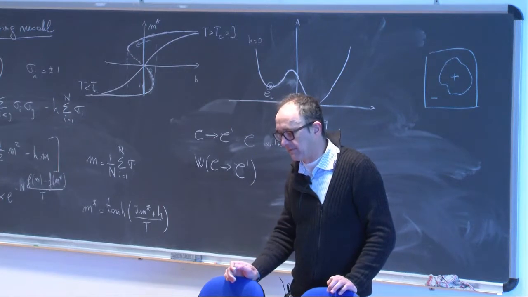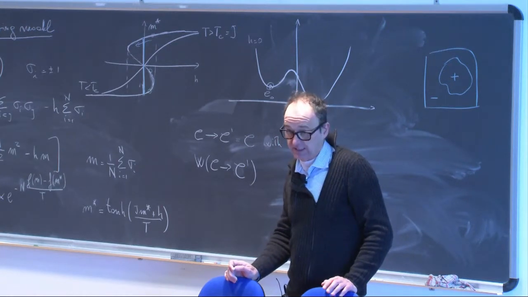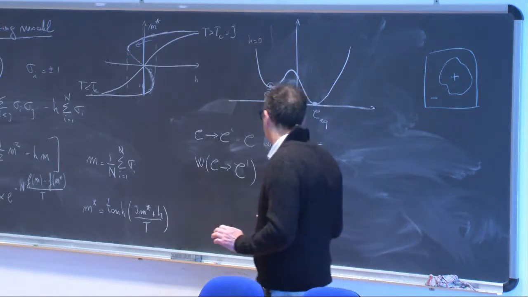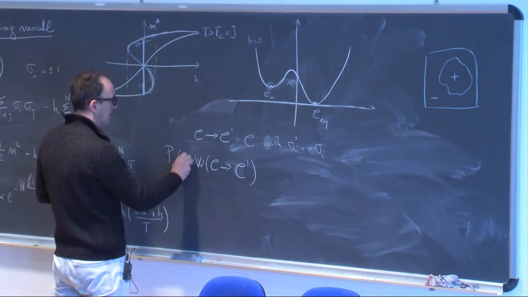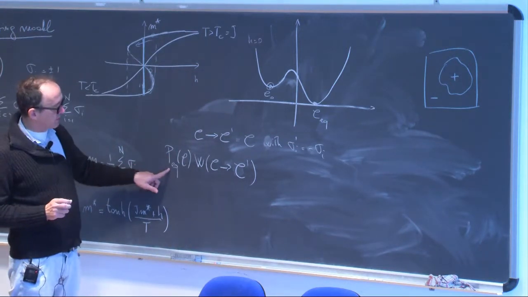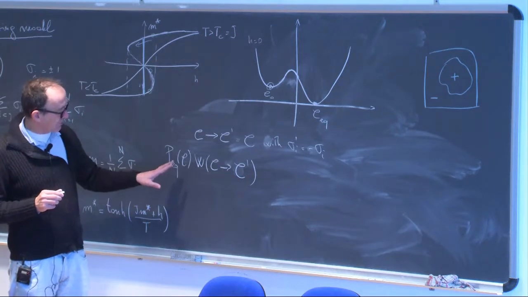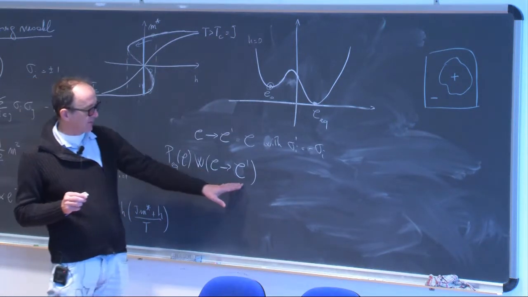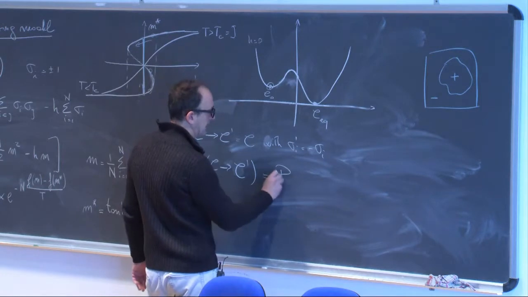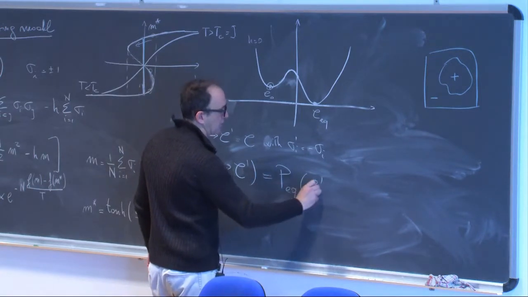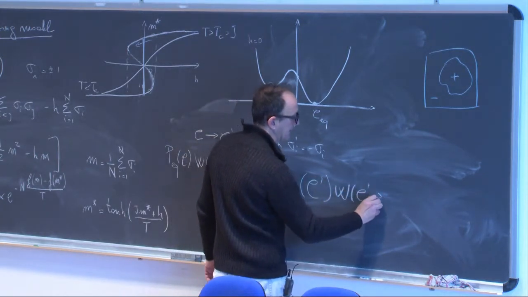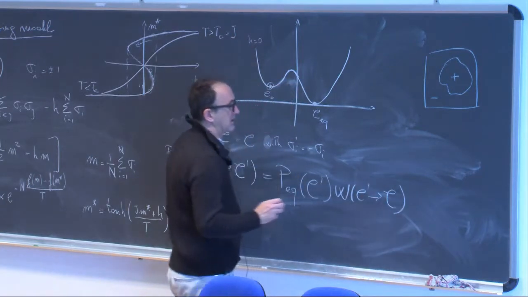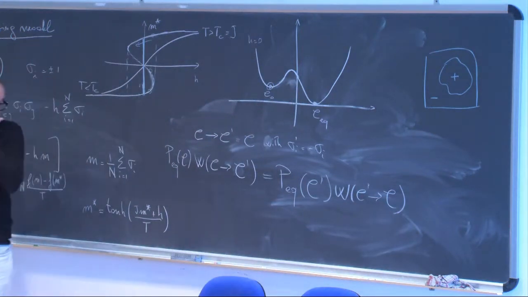And so, in order to do this, you want to enforce detailed balance. Okay, what is detailed balance? Detailed balance tells you that if you have a certain probability distribution, the probability that you go from a certain configuration C to a certain configuration C prime must be equal to the probability of the reverse transition. Okay.